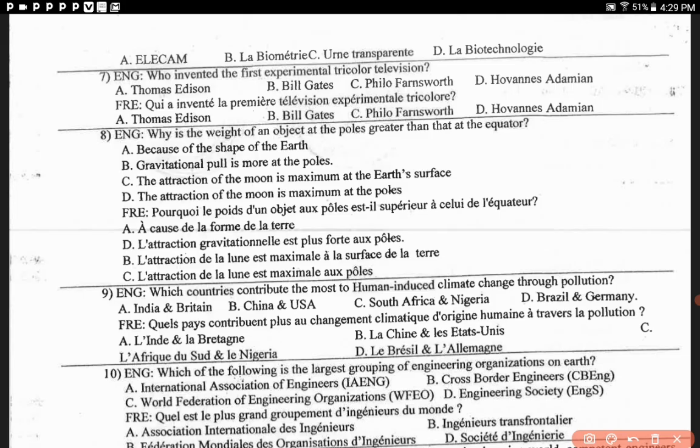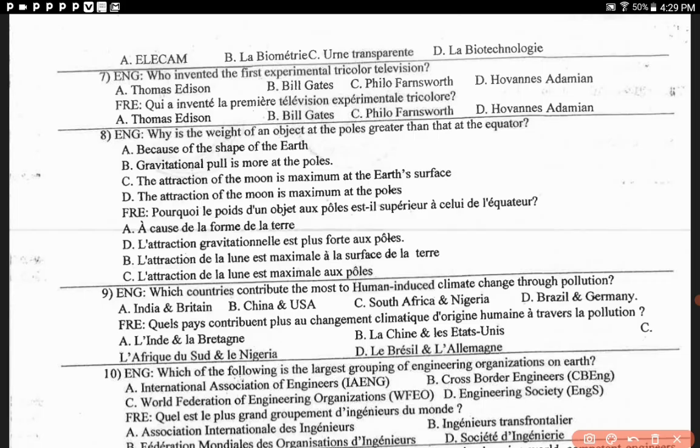May we go ahead to question number 8? Question 8, I read: why is the weight of an object at the pole greater than at the equator? So, physics.